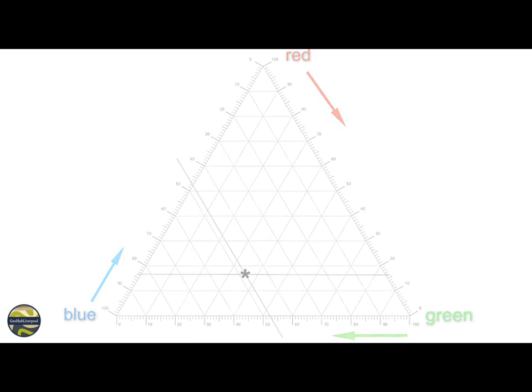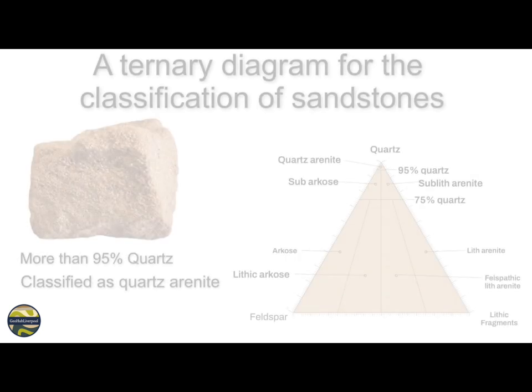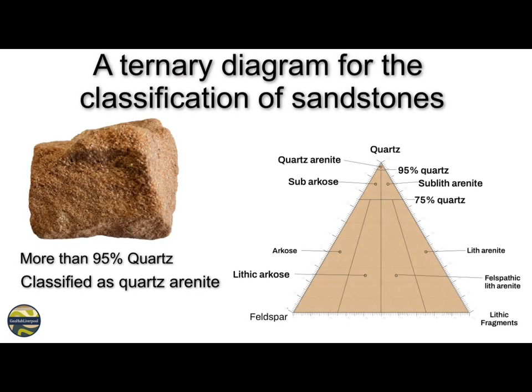We will finish this video with 3 practical examples of using ternary diagrams. Sandstones are made from 3 main components: quartz, feldspar and lithic fragments, or fragments from older rocks. The red sandstone here has 96% quartz and 4% feldspar grains. That puts it right at the top of the ternary diagram, so we call it a quartz arenite.